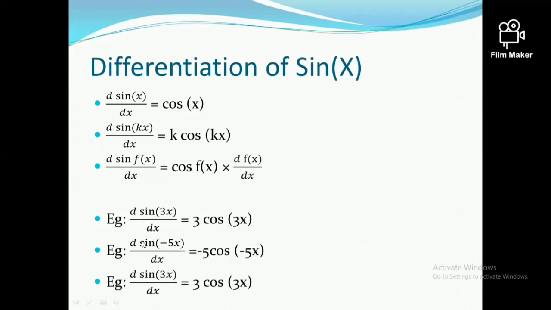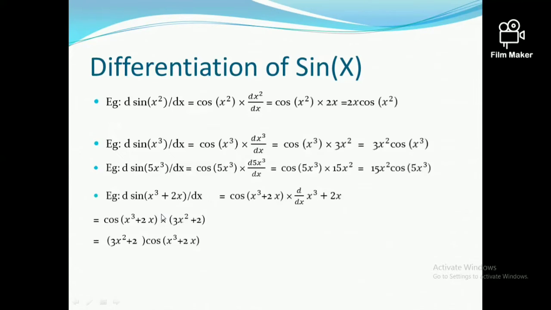If you differentiate sine minus 5x, it is cos minus 5x, then the differentiation of minus 5x becomes minus 5. So the answer is minus 5 cos minus 5x. The other one is the same thing over here.